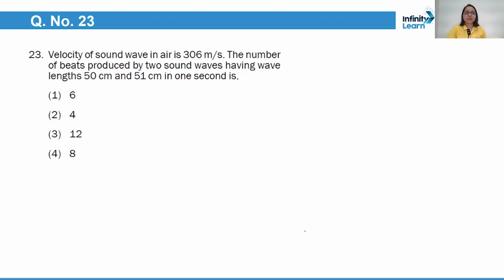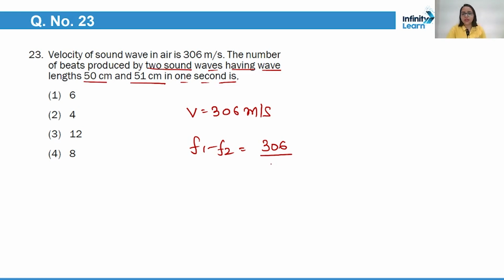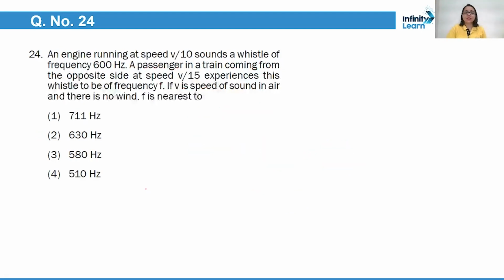Next is question number 23. The velocity of sound in air is 306 meter per second. The number of beats produced by two sound waves having wavelengths of 50 centimeter and 51 centimeter in 1 second is. Right. So over here, beat frequency will be f1 minus f2, that is v upon lambda 1, which is 0.5, minus v upon lambda 2, that is 306 divided by 0.51, right? So if you calculate this value, the beat frequency will be 12 Hertz, which is option 3.